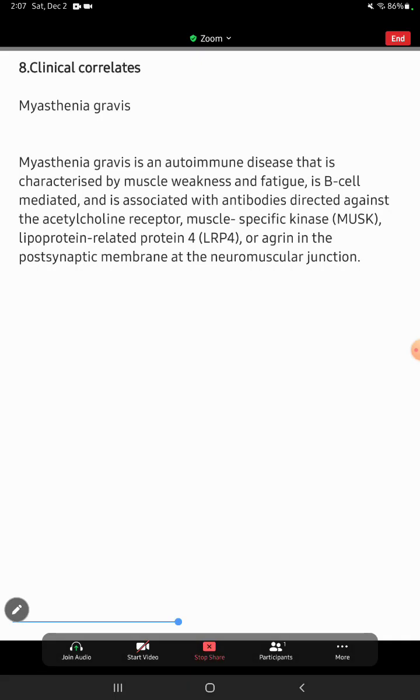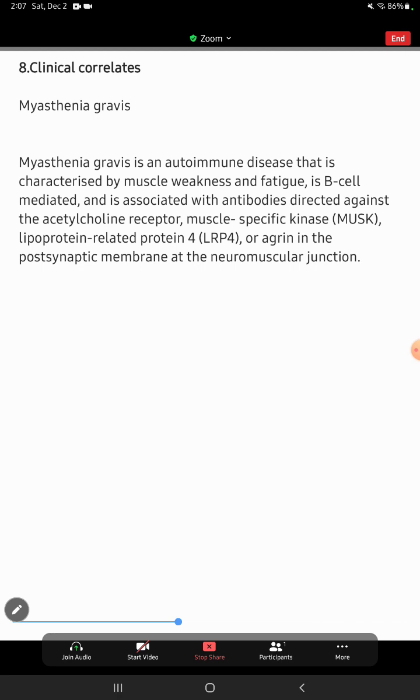Clinical correlation. Myasthenia gravis is an autoimmune disease that is characterized by muscle weakness and fatigue. It is B cell mediated and is associated with antibodies directed against the acetylcholine receptor.